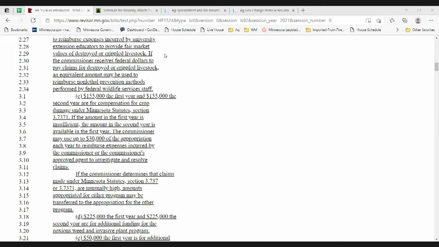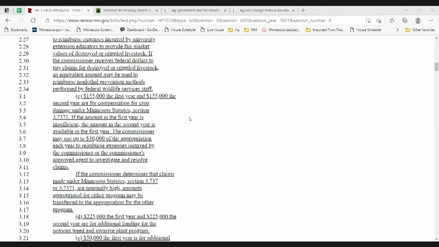So the rider is pretty much the same as in years past, but on 2.29, new language would provide that if the Department of Agriculture received federal money for the same purpose to provide compensation to livestock owners, then the department may use an equivalent amount of the state appropriation each year to reimburse non-lethal prevention methods that are performed by federal wildlife services staff. So that ends on line 2.34. And again, that's new language that I don't believe has appeared in the bill before.